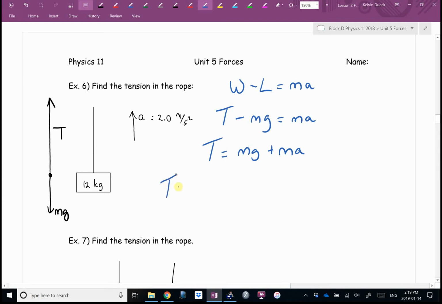Okay, Antonio, what's M? Good, because you know that's kilograms. What's G? You know this number. And not negative. We took care of whether it's negative or positive by going winner minus loser. That's where we inserted our directions. So just 9.8 plus, what's M again, Antonio? What's A?